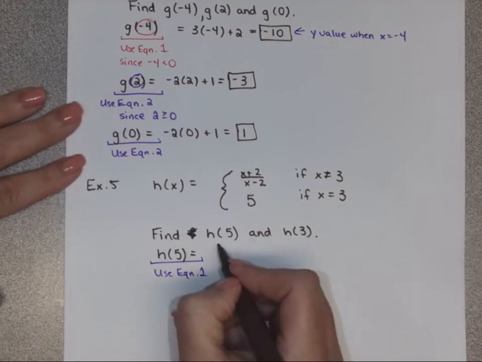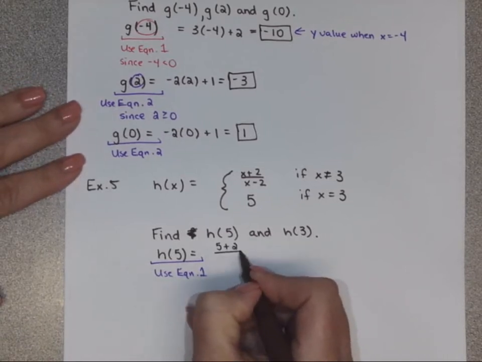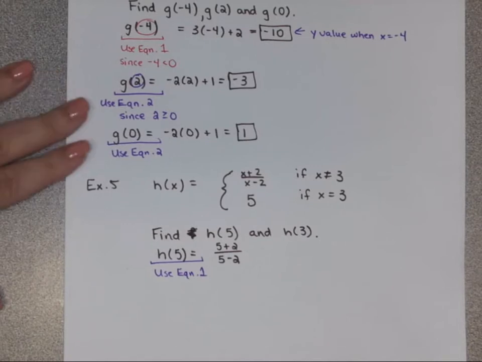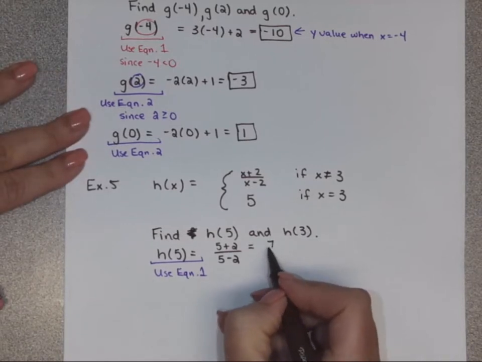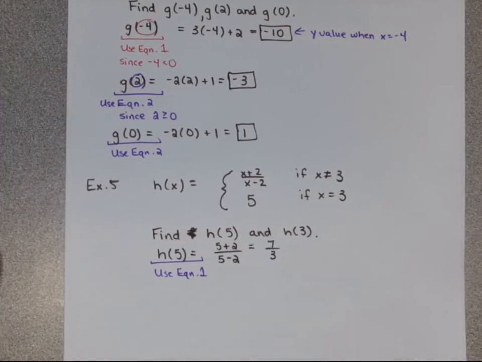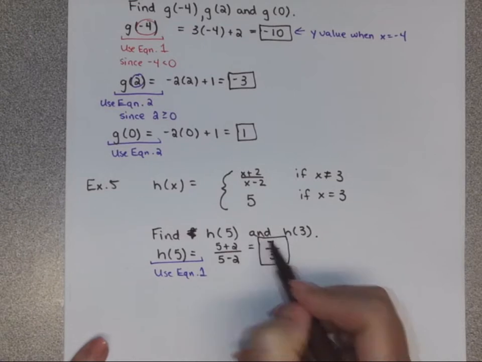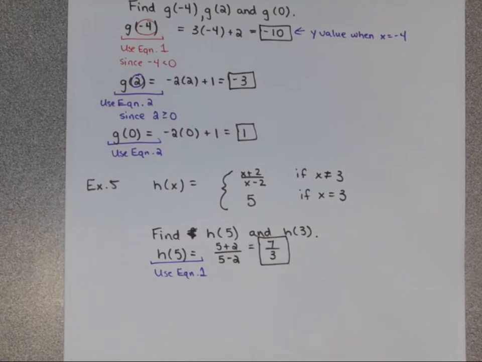So I need to plug it in everywhere there's an x, so I would get 5 plus 2 over 5 minus 2. So I end up getting 7 on top, 3 on bottom. If you can simplify it, do, but notice 3 doesn't go into 7, so that's as far as we can go with it. Okay, but if you get something like 2/4, for instance, make sure you reduce it to 1/2. My math lab is going to want the reduced answer.